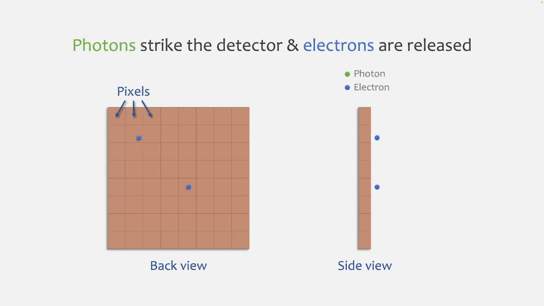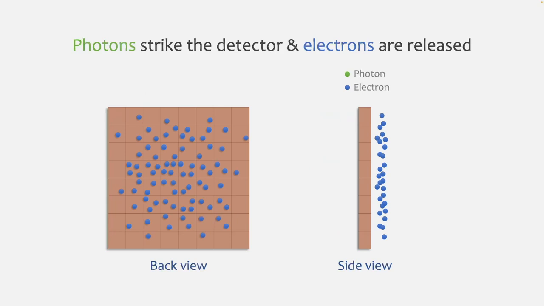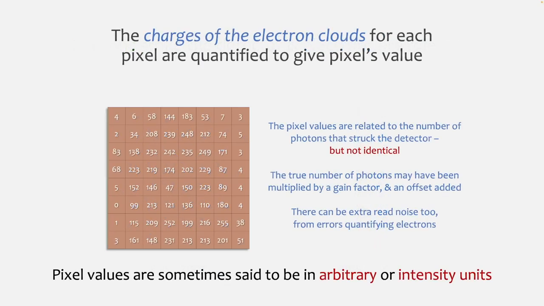Whenever they do so, they could give rise to an electron being released. They won't necessarily do so, and that relates to the quantum efficiency of the detector, but hopefully you're going to get an electron whenever a photon strikes the detector, with a high probability indicating a high quantum efficiency. You should get lots of electrons whenever lots of photons strike the detector. Over the course of acquiring the image, you will have lots of photons striking the detector, corresponding to different pixels. Ultimately, we want to get a sense of how many photons struck each pixel. That can be done by quantifying the charge of the little electron clouds which were generated for each pixel. And then after this quantification, it's converted into a numerical value, which then gives you the pixel value in the image.